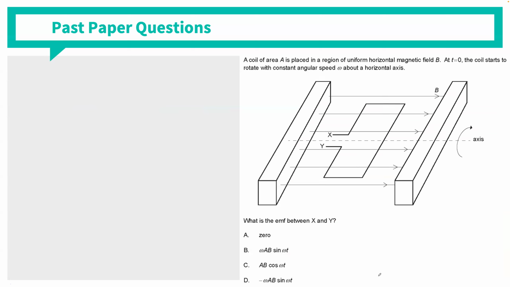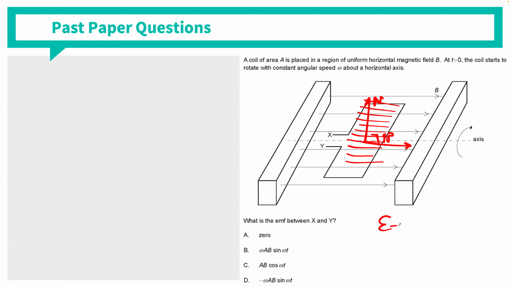Okay. So question here. A coil of area A is placed in a region of uniform magnetic field B. At time t0, the coil starts to rotate with constant angular speed omega about a horizontal axis. What is the EMF between X and Y? So first of all, what is the angle the normal makes with the field lines? It's 90 degrees, because when the loop is making an angle of 0 degrees, when the loop is parallel to the field lines, the normal is making 90 degrees.